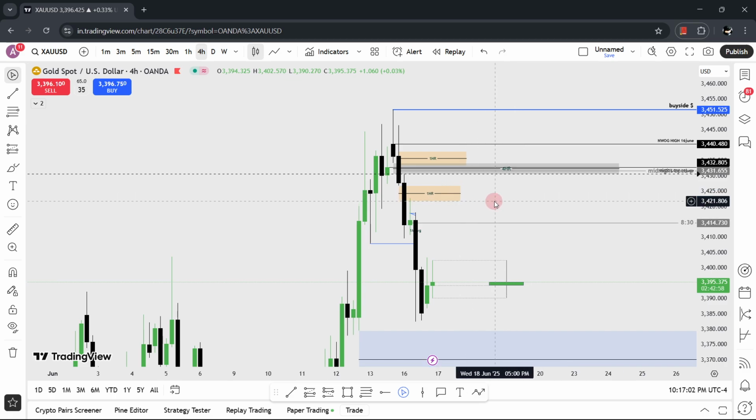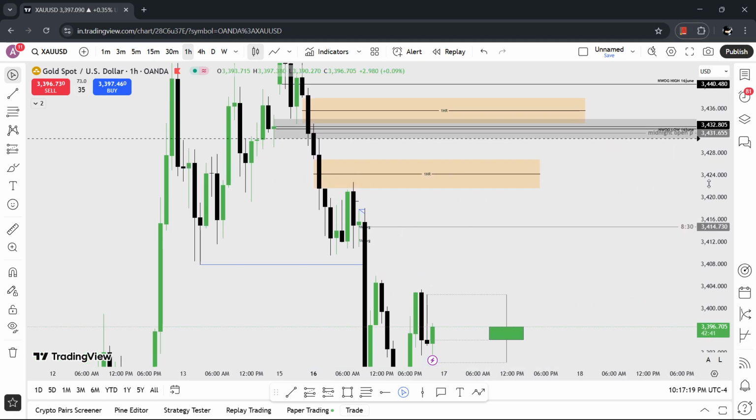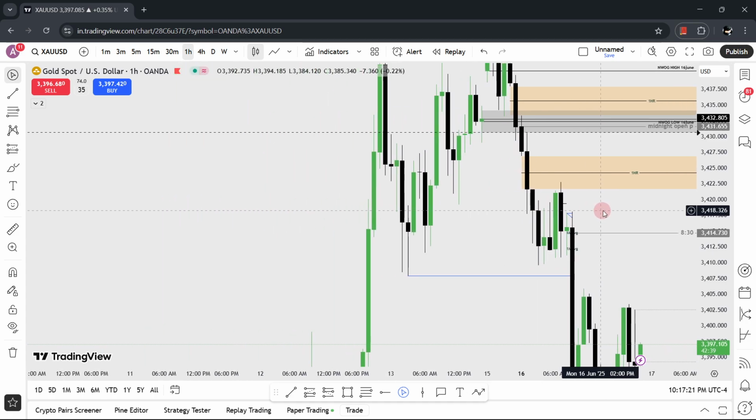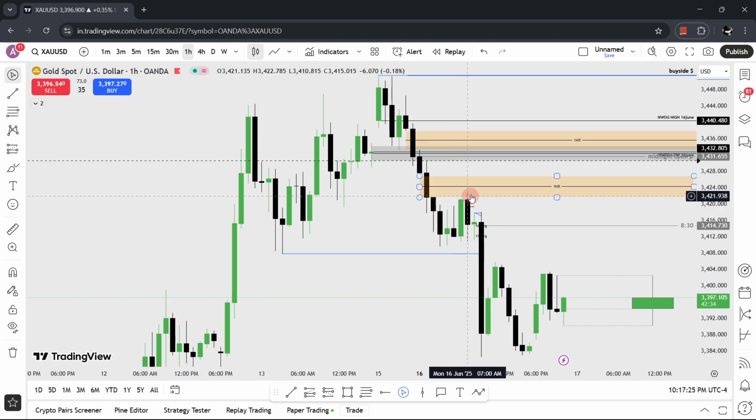No, this is actually 1 hour. Okay, I'll show you. So what we had is this 1 hour fair value gap, this 4 hour fair value gap, this 1 hour fair value gap here. Market came to this 1 hour fair value gap, taking over these highs, came here. We'll go to a smaller time frame.